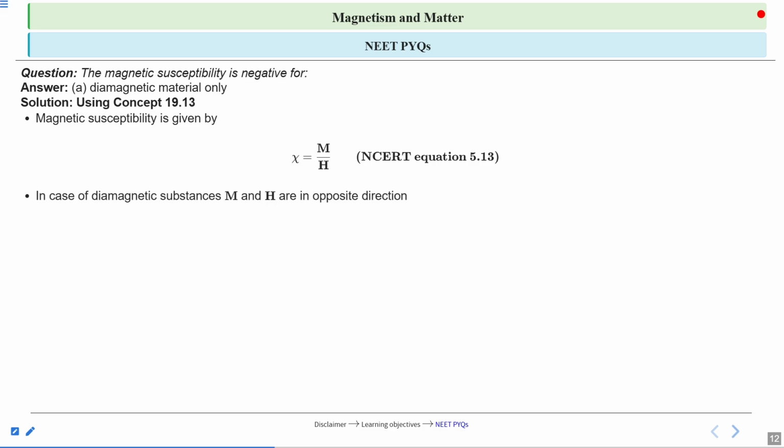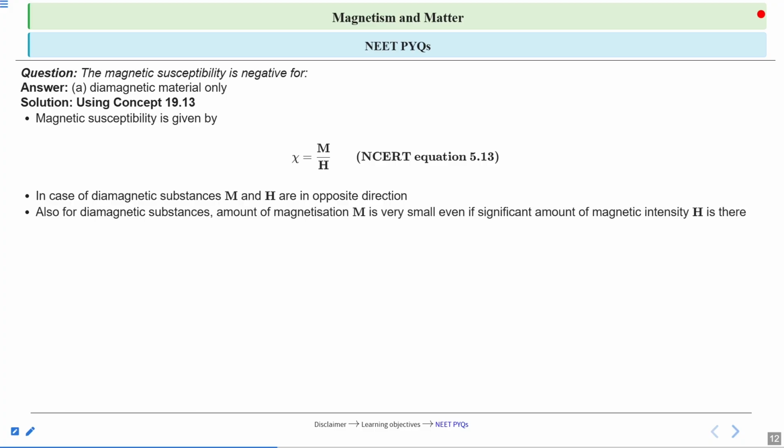So in the case of diamagnetic substances, M and H are in opposite directions. Also, for diamagnetic substances, the amount of magnetization M is very small even if a significant amount of magnetic intensity H is applied. Therefore, magnetic susceptibility chi for diamagnetic material is negative and low. It is negative because M and H are in opposite directions, and it is low because magnetization has a very small value compared to H.